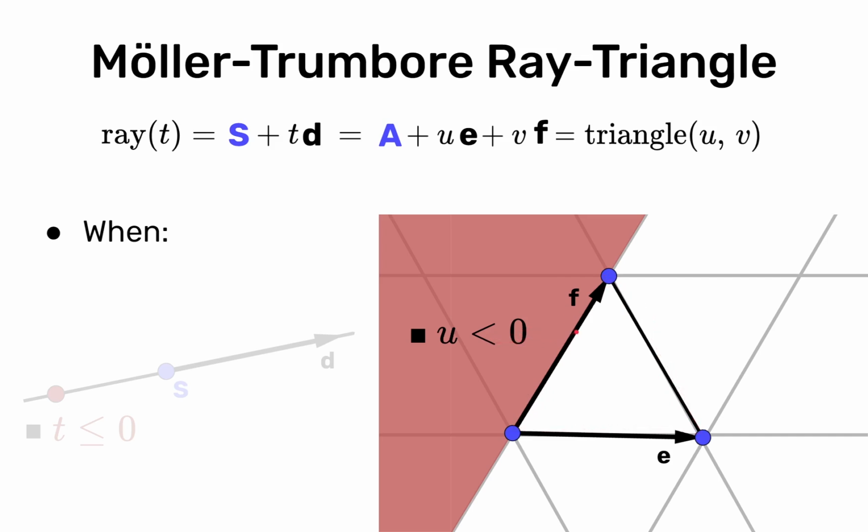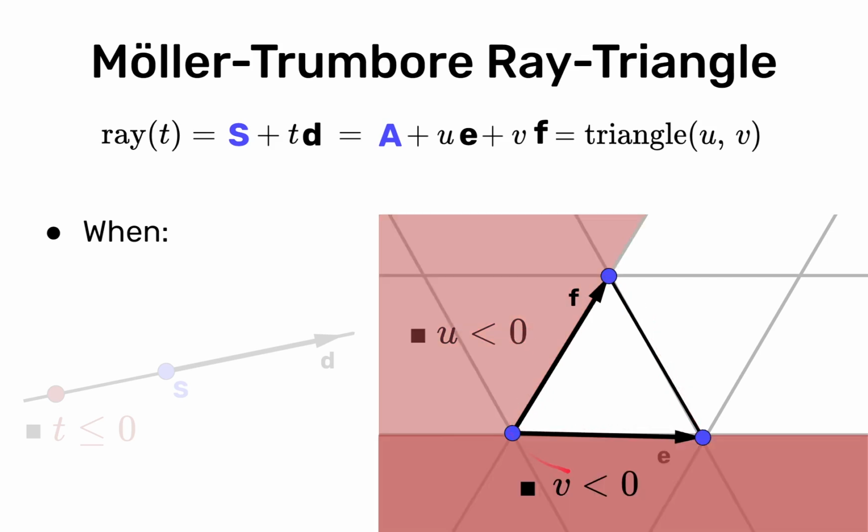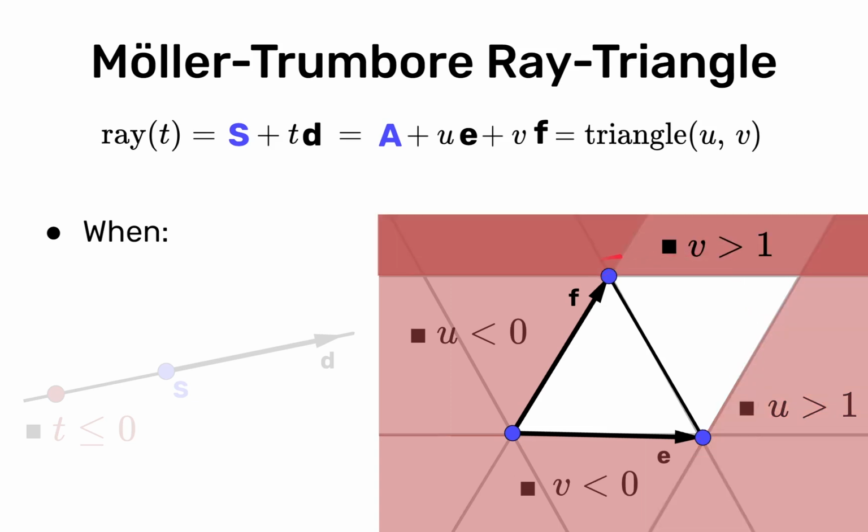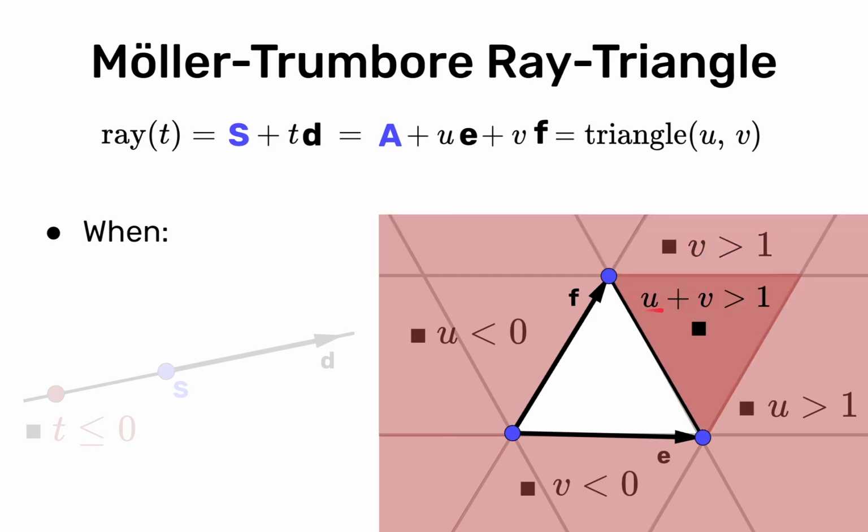So when u is negative, we are not inside the triangle. Similarly, when v is negative, then we are not inside the triangle either. So we are somewhere in this area. Also, when u is above 1, then, well, we're taking this vector e more times than 1, so we go outside of this triangle on this side. And when v is above 1, then our hit point is somewhere outside of this triangle in this area. And there is one last condition, and this is this triangle over here. And this happens when u plus v is greater than 1. In that case, we will be inside this triangle, but not in the triangle we're interested in.